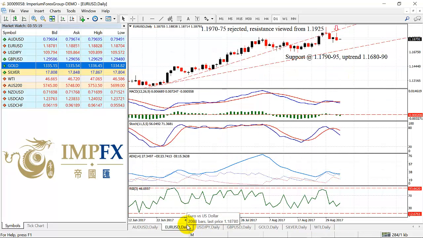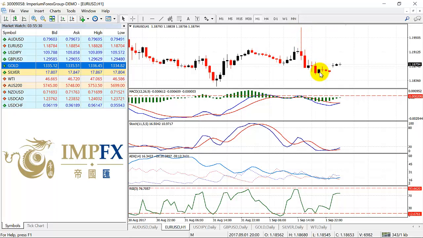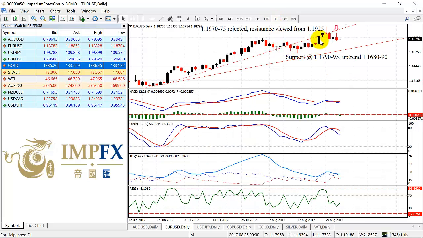The euro staged an explosive rally on Friday after the non-farm payrolls missed the forecast of 180,000. However, if we have a look on an hourly, you can see the market plummeted very aggressively from that high of 119.70 to 75 and hasn't been able to stage a recovery since. With the shooting star in place, as well as this rejection from the level of 119.70 to 75, I'm now looking to a target of 117.90, with this uptrend coming in at 116.80 to 90, and reassess from there. The immediate resistance on the day comes in at 119.25.